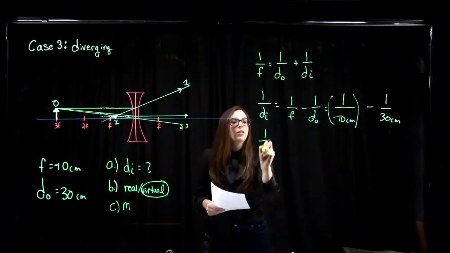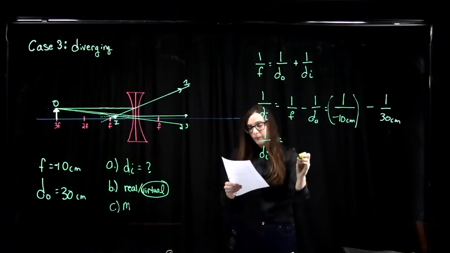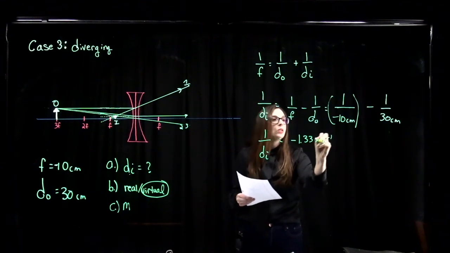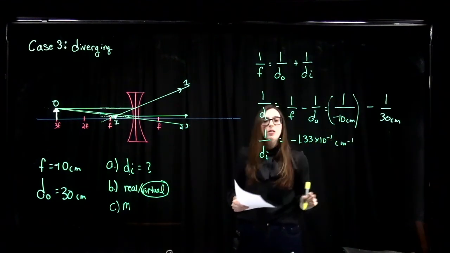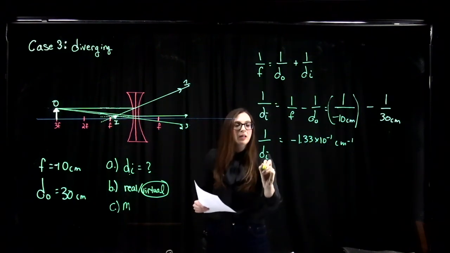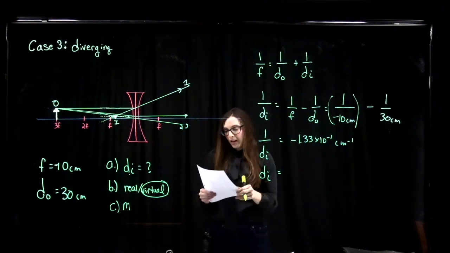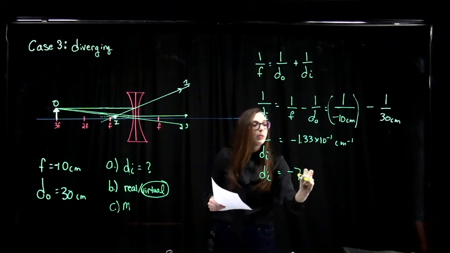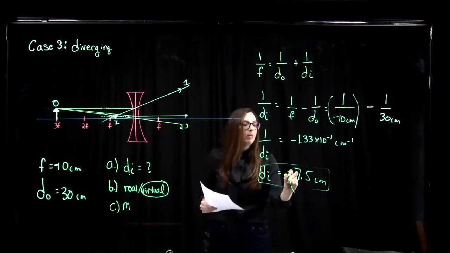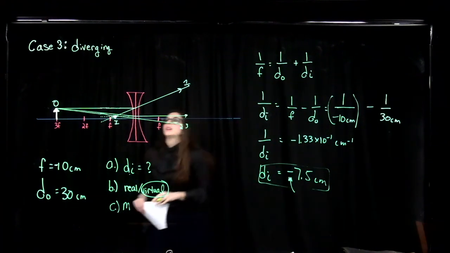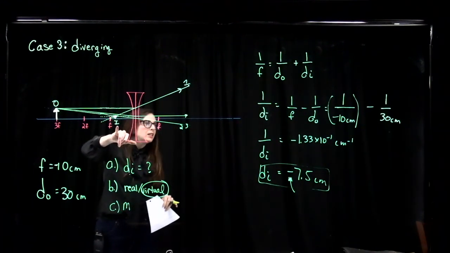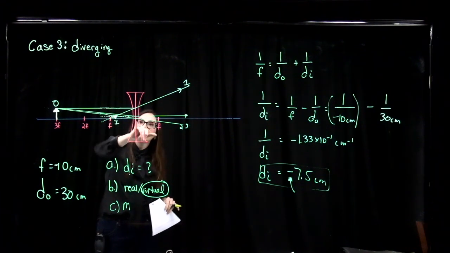So 1 over di is going to equal negative 1.33 times 10 to the minus 1 inverse centimeters. So we take the inverse of both sides, so 1 over this number gives me di. The di is going to equal minus 7.5 centimeters. So the minus sign means that our image is on the same side as the object. So our image is going to be right here on the same side as the object. The distance away will be 7.5 centimeters.